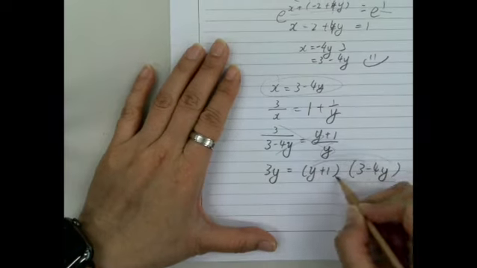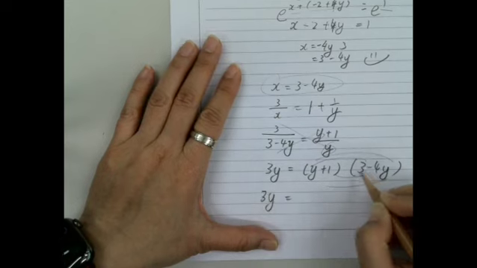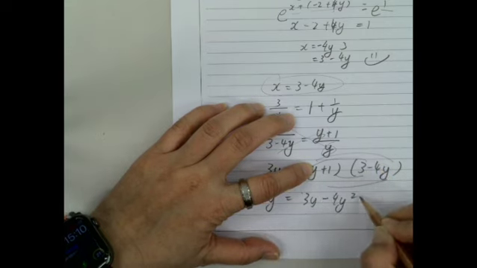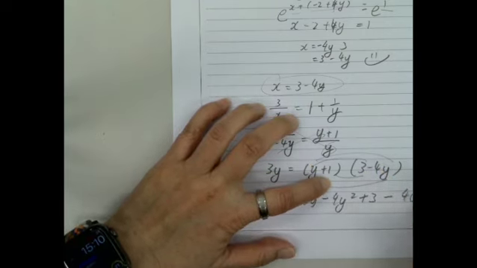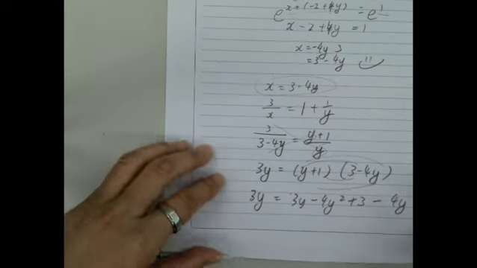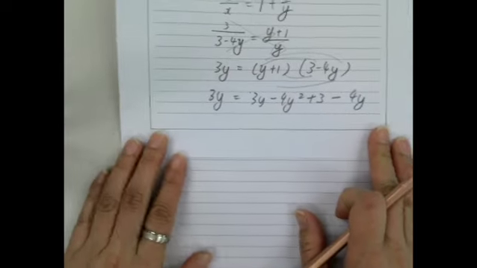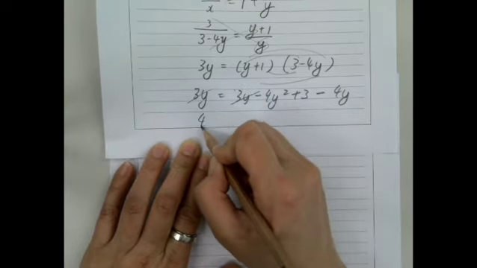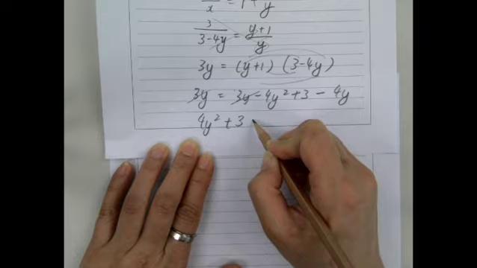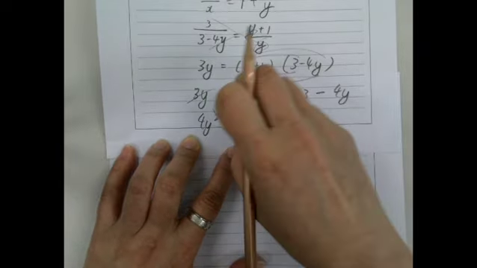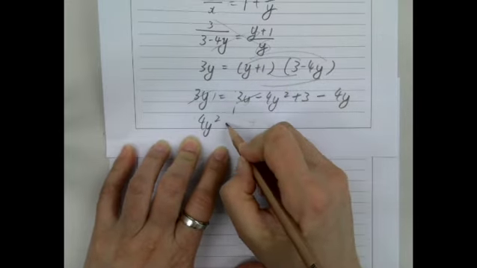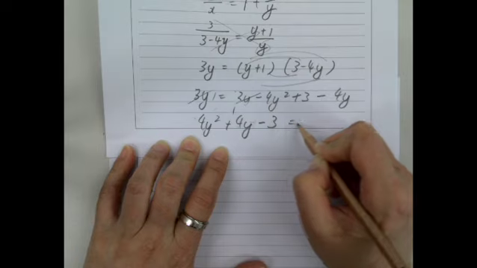Yes, I have to expand that one. So I have 3y on this side. I have 3y minus 4y squared plus 3 minus 4y. And then if you rearrange it, I'm running out of space, so I need the next page. So now I'm going to rearrange it. So I will have this 3y gone, and then I will have 4y squared plus 4y minus 3 equals 0.